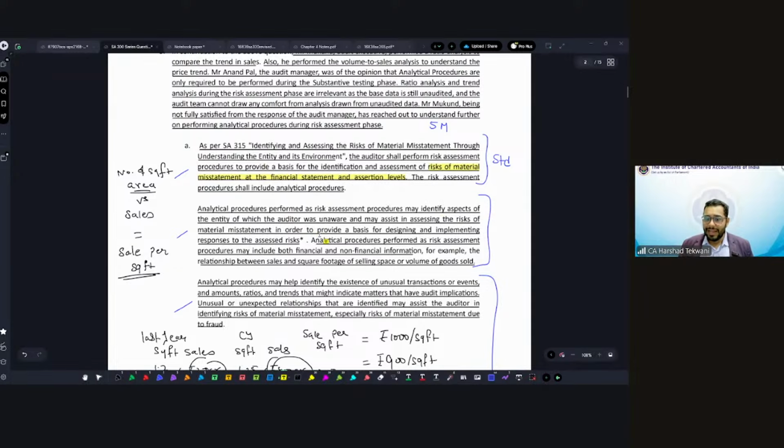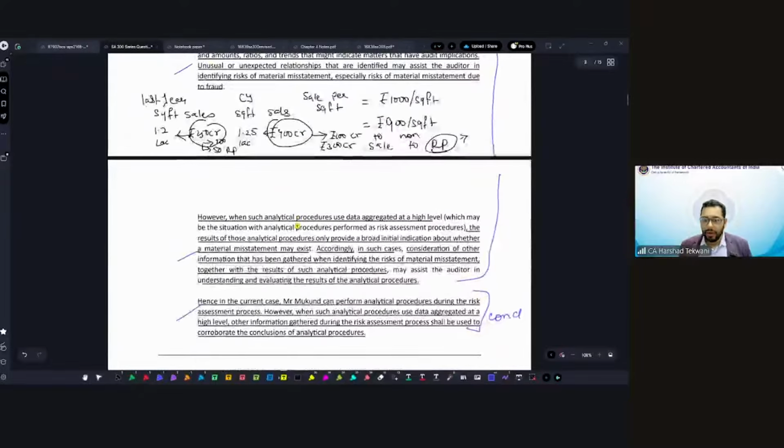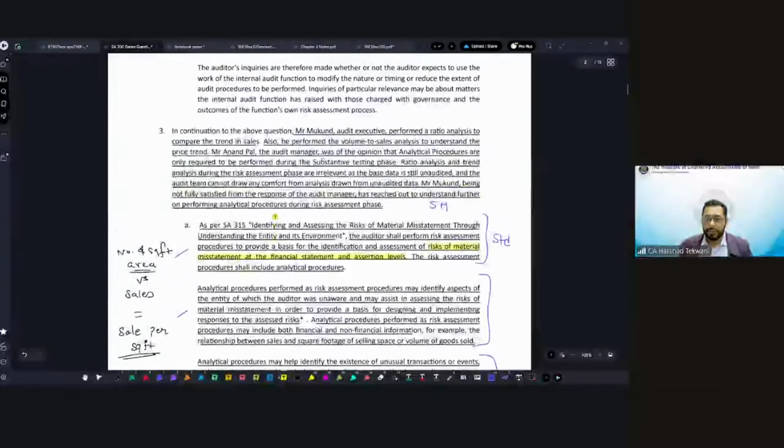Whenever you are writing an answer, make sure you do not change the term. For example, over here, I have the name of a standard. If I'm writing the name of the standard, it should be the name as it is. I should not write SA 315, understanding the entity and its environment. No. Whatever the proper name is, you need to mention that proper name. So proper name, proper terms, flow of the answer, that is something you need to maintain in your answer.